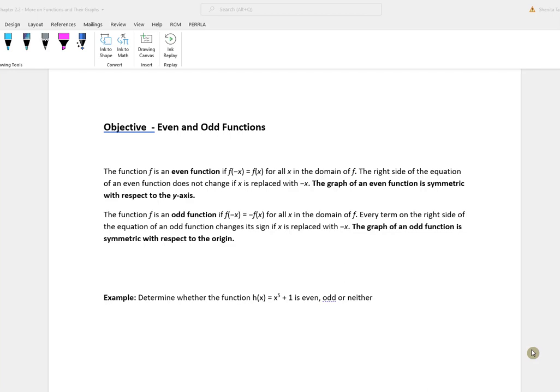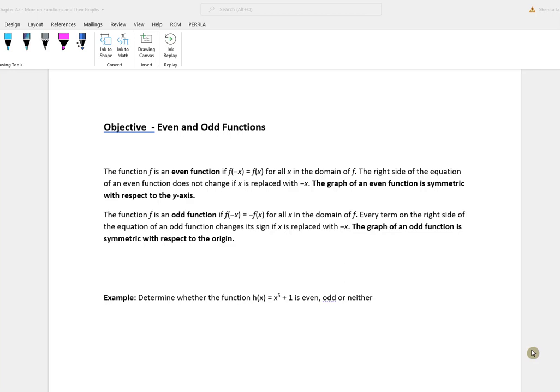The function f is an even function if f of negative x is equal to f of x. So the right side of the equation of an even function does not change when you replace x with negative x. The graph of an even function is symmetric with respect to the y-axis.